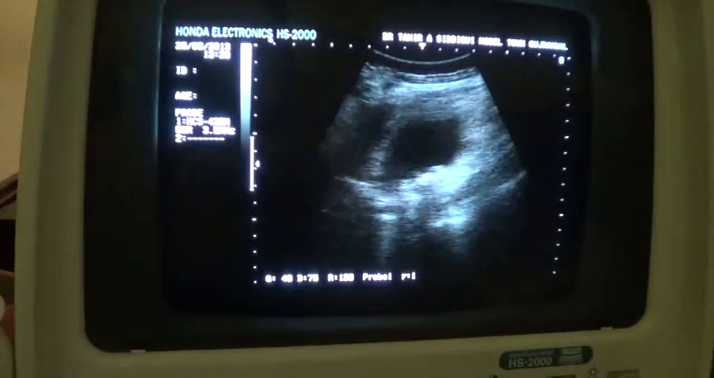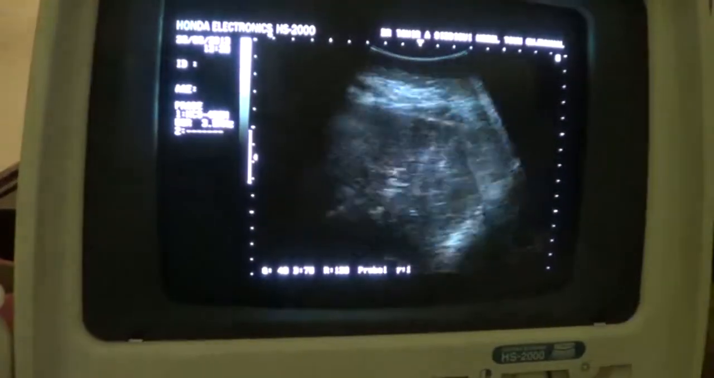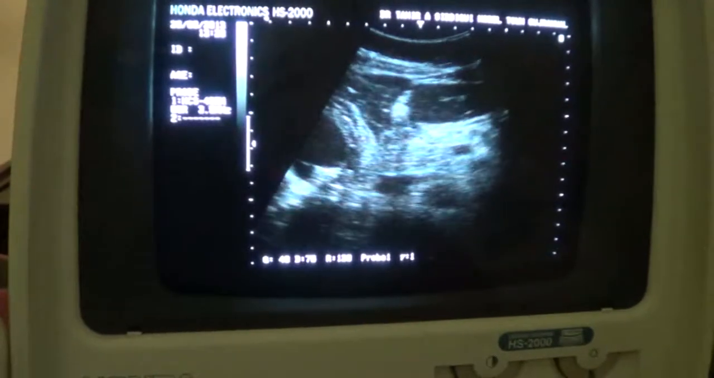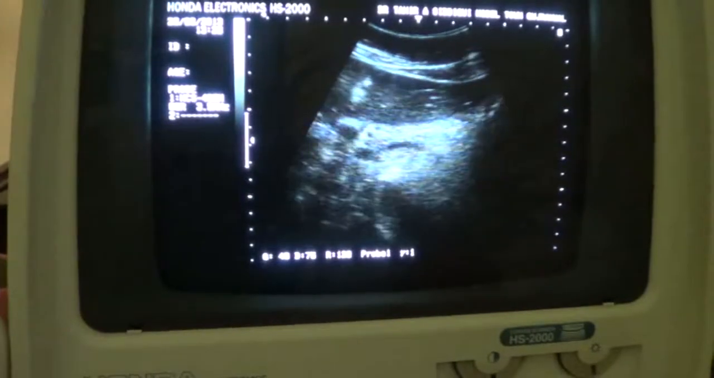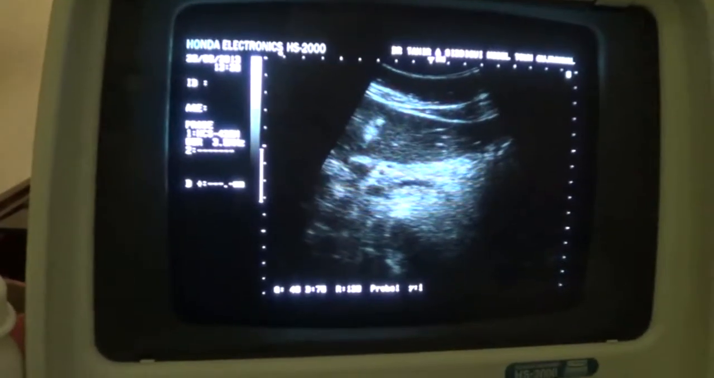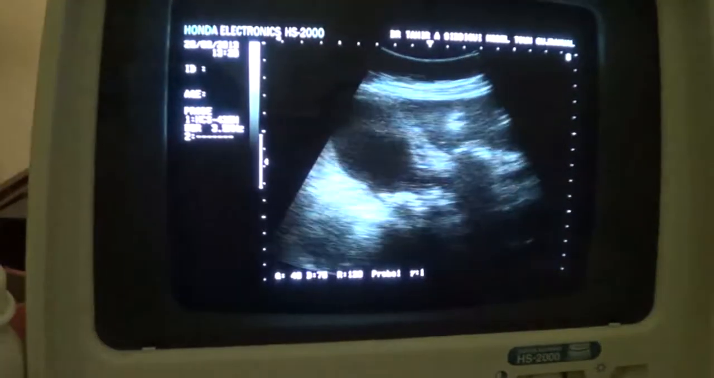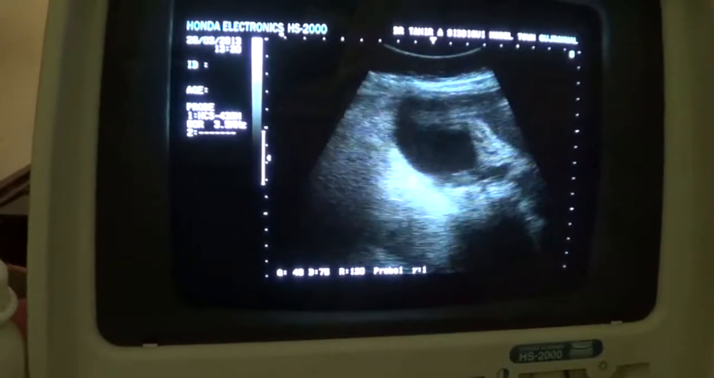This is the pancreas. This band of white tissue is the pancreas. It's normal, not affected. And here we see the gallbladder from a different angle.